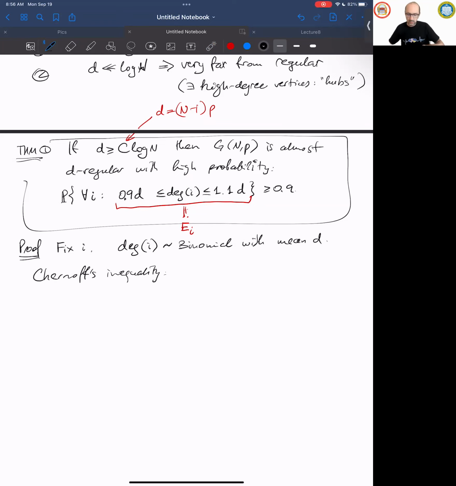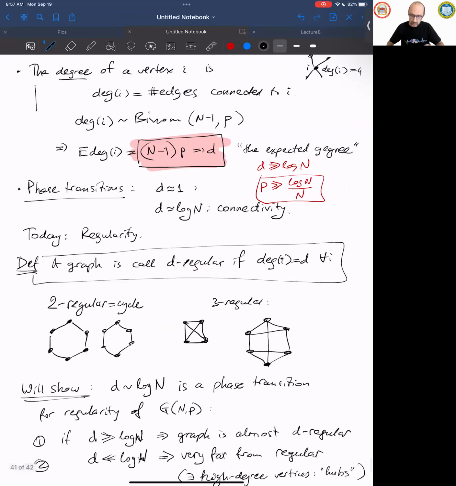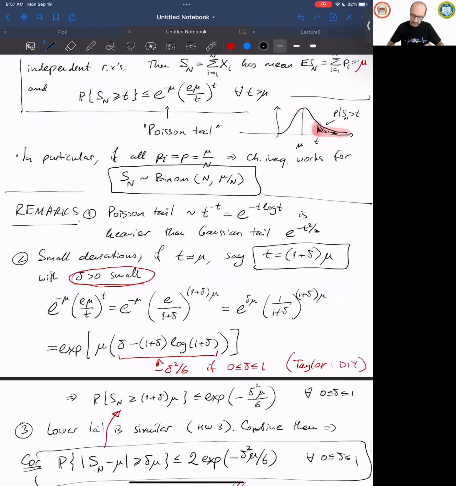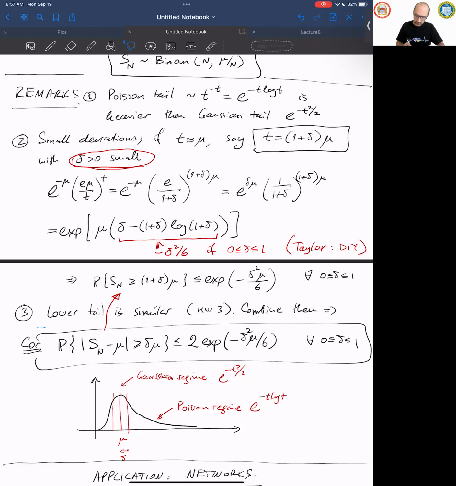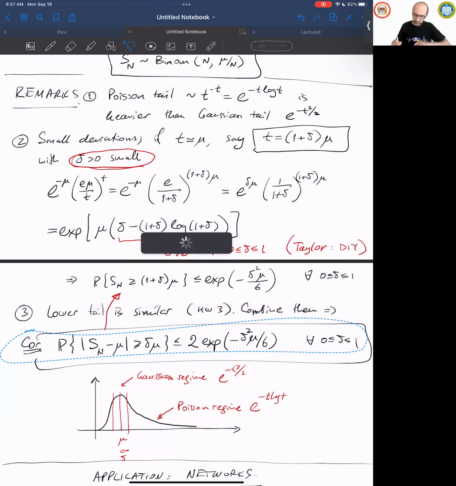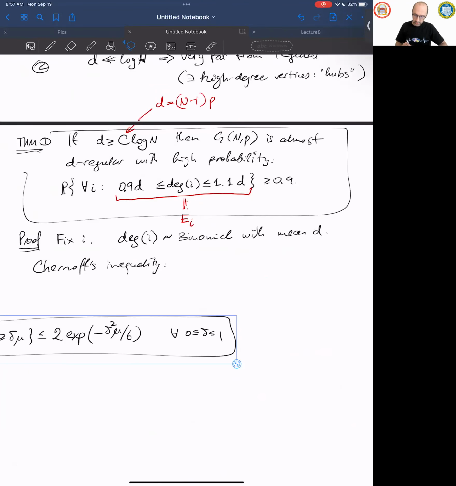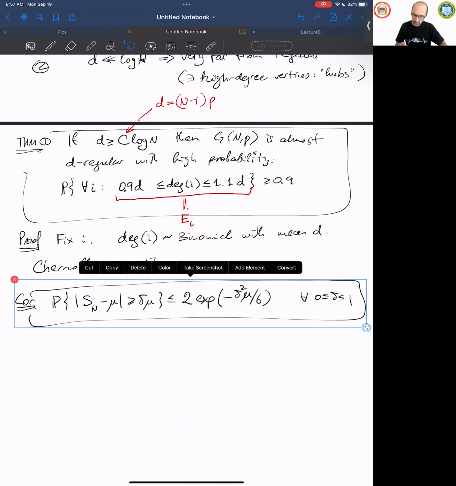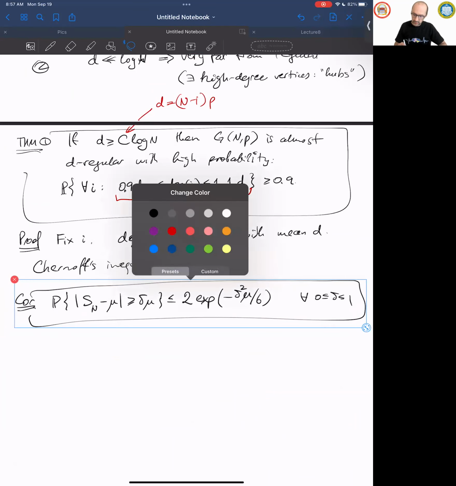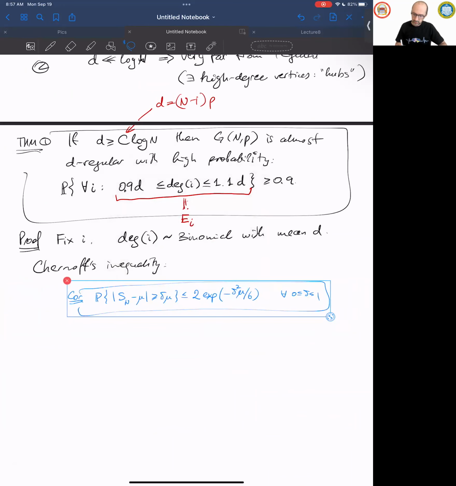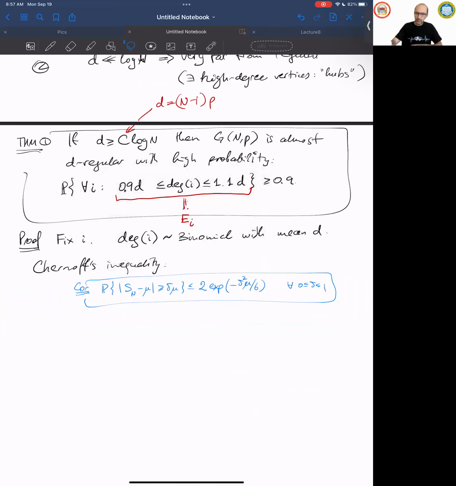Let me move Chernoff's inequality from that page. So bear with me for a second. I'm just trying to move this statement of Chernoff's inequality, copy, right here. Maybe let's make it blue, like this. So we'll apply Chernoff's inequality for this degree.